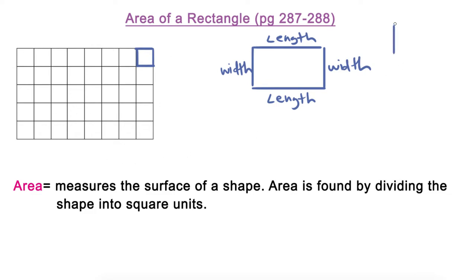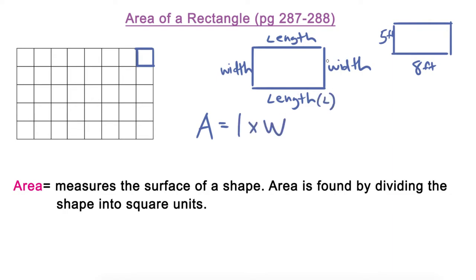Sometimes you might just get the measurements, like 8 and 5 feet. There are no squares for you to count. So how would you figure out the area? You would simply multiply the length times the width. Here's the formula we're going to learn today: area of a rectangle equals length times width. Remember, this is L and this is W, for width.